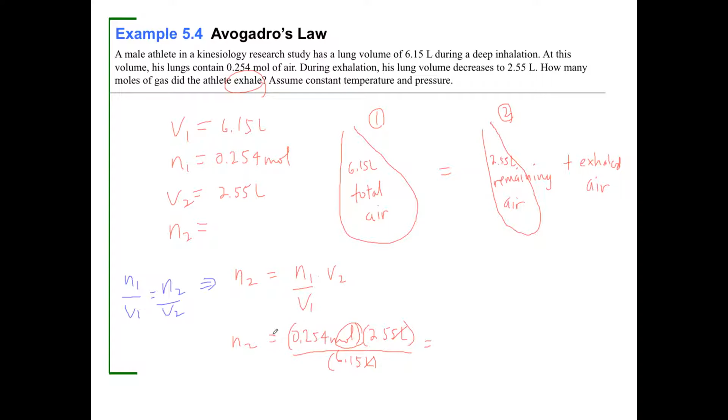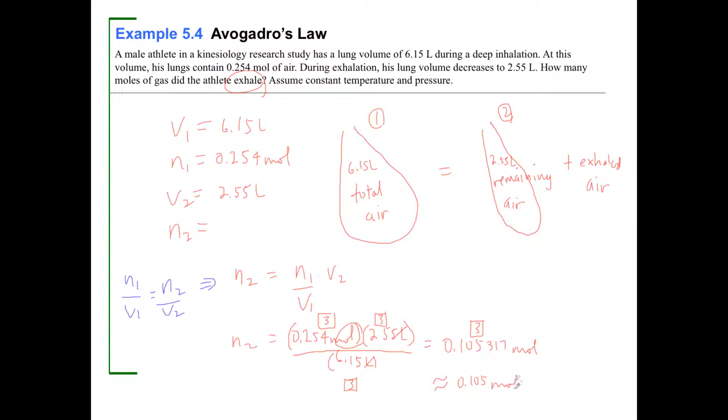So let's calculate that real quickly here. 0.254 times 2.55 divided by 6.15 equals 0.105317. Let me just make sure I put that in my calculator right. That sounds right. 0.105317 moles that were left. Now I realize I've got a sig figs issue here. It looks like there's 3 sig figs here, 3 here, and 3 here. So there's going to have to be 3 sig figs in this number too. 0.105. But I'm not really done yet.